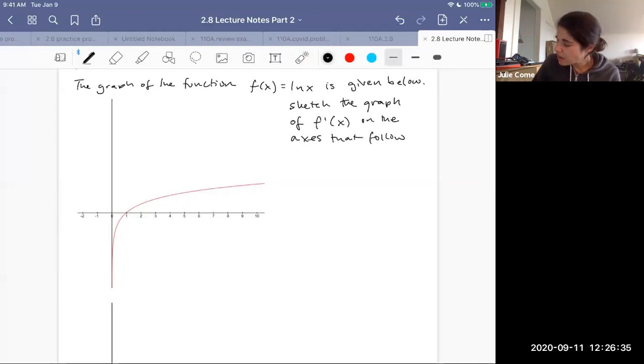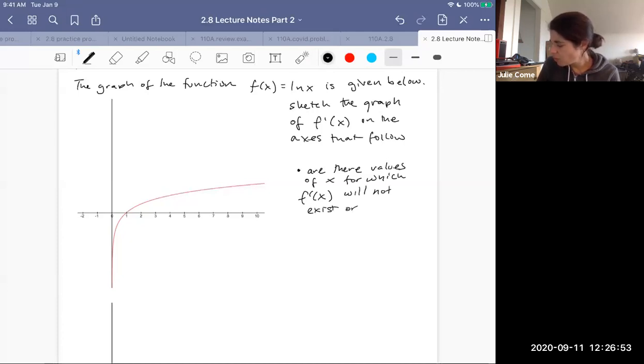Now, once again, I might start by thinking about, are there values of x for which either the derivative f prime of x will not exist, or where f prime of x will be 0, aka a horizontal tangent line. I'm going to put HTL for horizontal tangent line. That's going to be something we talk about a lot, and nobody wants to write that a million times.